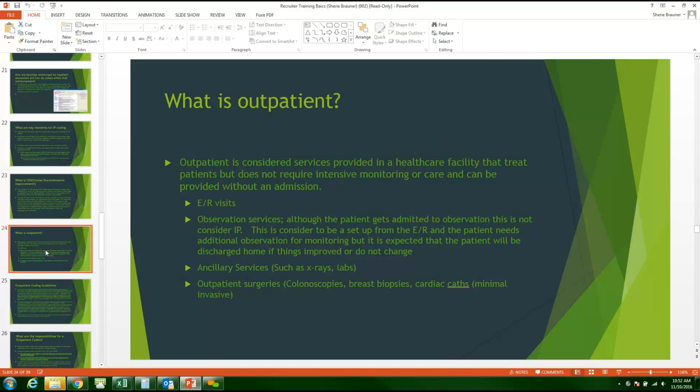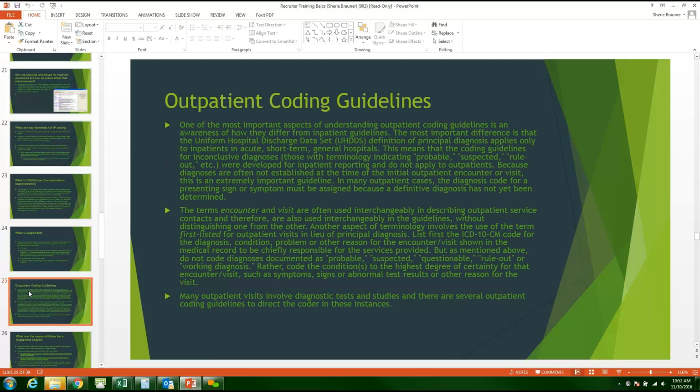Ancillary services is an outpatient type for an account. Outpatient surgeries, for example, colonoscopies, breast biopsies, cardiac caths. Slide number 25, I'll let you read through that. It does go over the outpatient coding guidelines, which again, there is a difference. There are two sets of guidelines, one for inpatient and then one for outpatient.